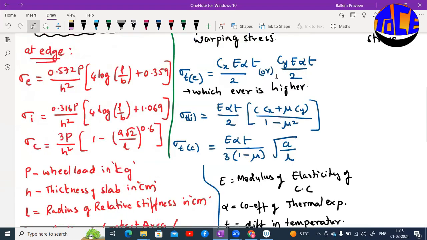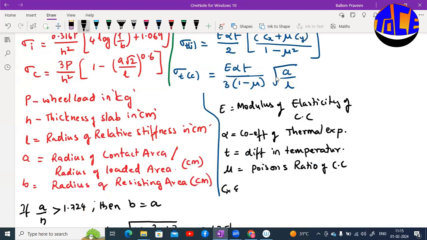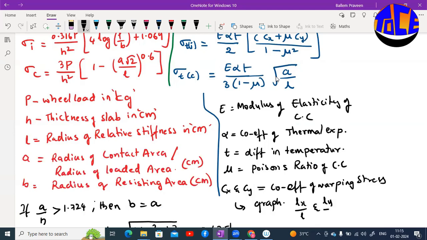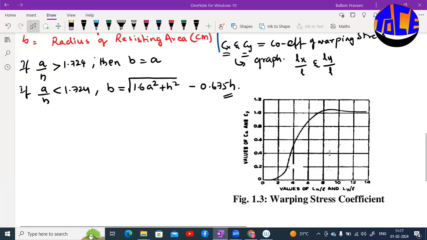And here you have Cx and Cy, right? These are the coefficients of warping stresses, and these values you will get from a graph provided by Westergaard. I will show the graph also. This graph depends on the Lx by L and Ly by L ratios. You will get the Cx and Cy. So here, this is the warping stress coefficient graph provided by Westergaard. Using this graph, we can calculate Cx and Cy.